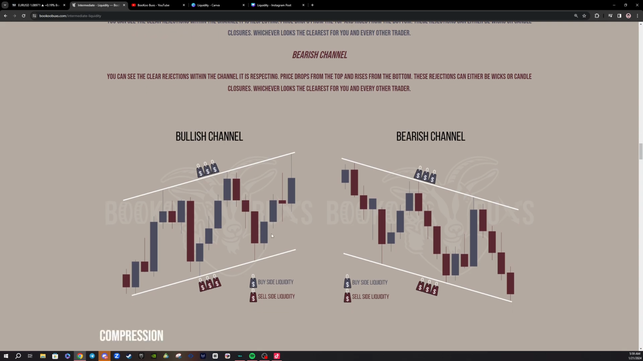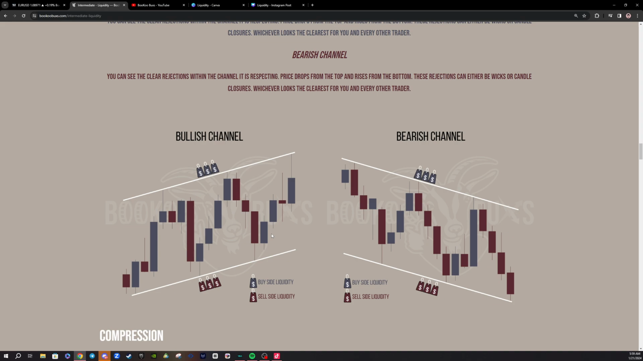So here are a couple examples. Again, these won't always be picture perfect. As long as price is relatively within this pattern, it doesn't have to be perfect wick touches. You could use candlestick closures. Overall, the clearer you see this channel, the more traders that will see this as well.